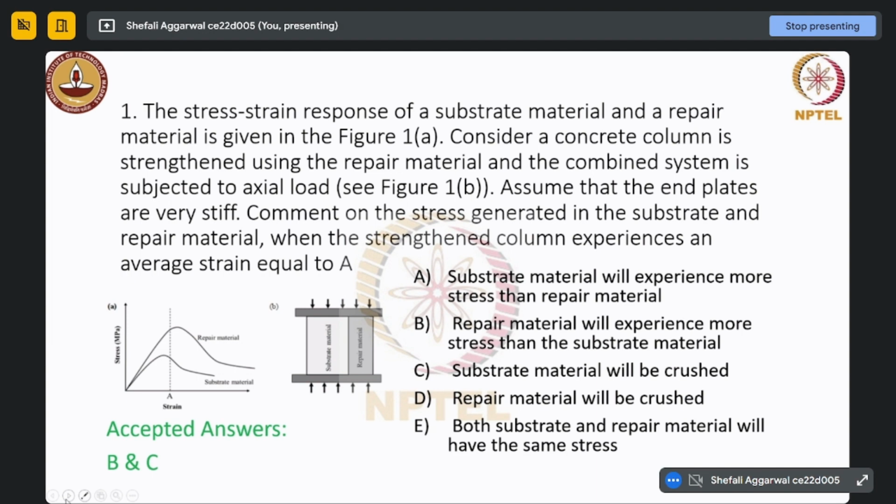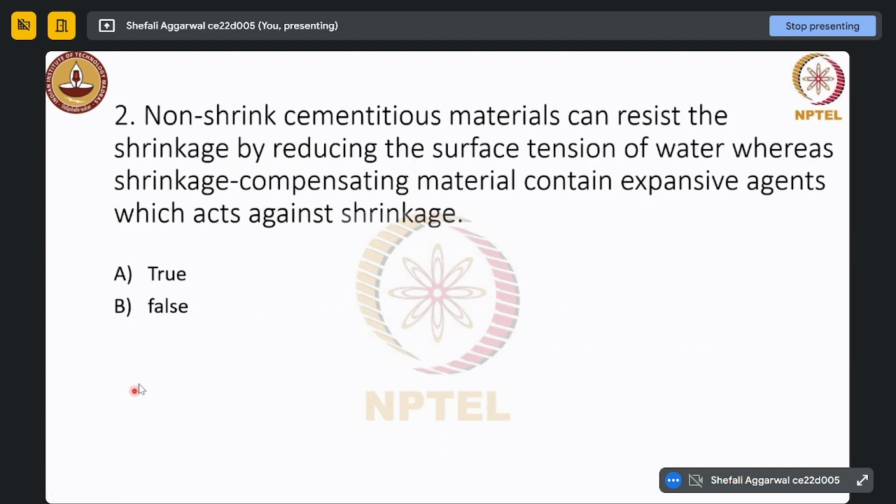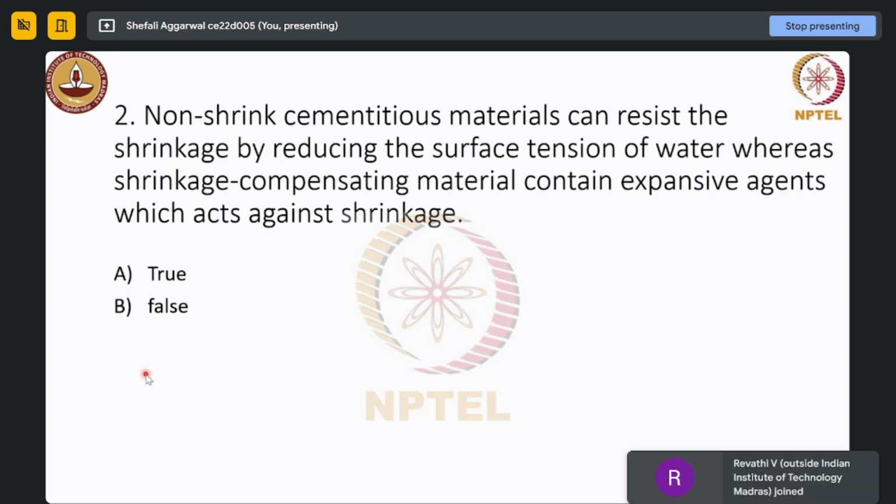So we'll go to the next question then. Non-shrink cementitious material can resist shrinkage by reducing the surface tension of water, whereas shrinkage compensating material contains an expansive agent which acts against shrinkage. What do you think, is it a true statement or a false statement?